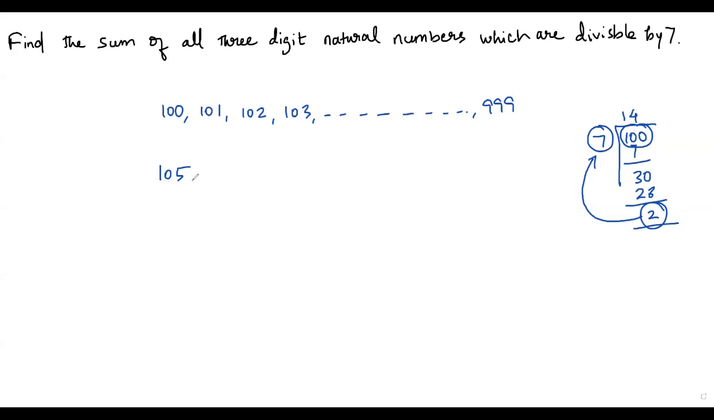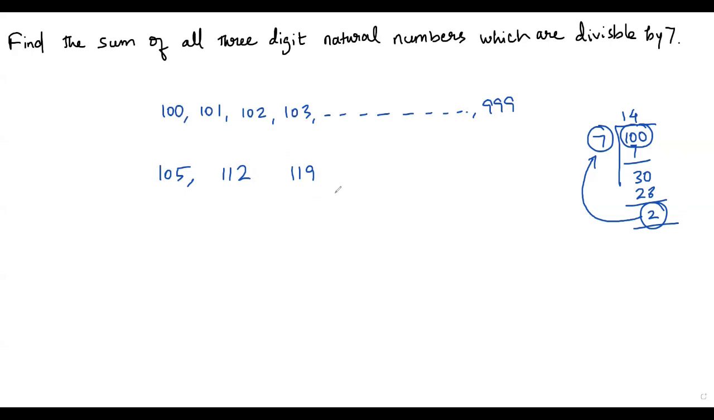Okay, now to get the next 3-digit natural number which is evenly divisible by 7, what we have to do is we have to add 7 to this. Okay, when I add 7 to this 105, I am getting 112. To get the next number which is divisible by 7, we have to add 7 to this one. I am getting 119. To get the next one, again I have to add 7 to this one, then I am getting 126. In this way, I can keep on adding.